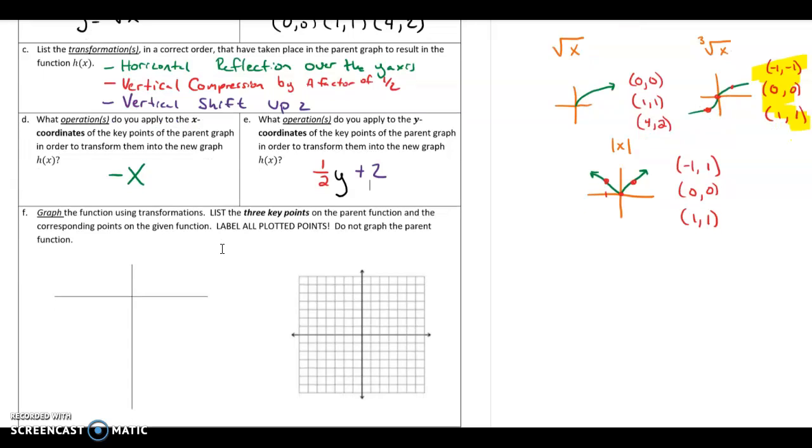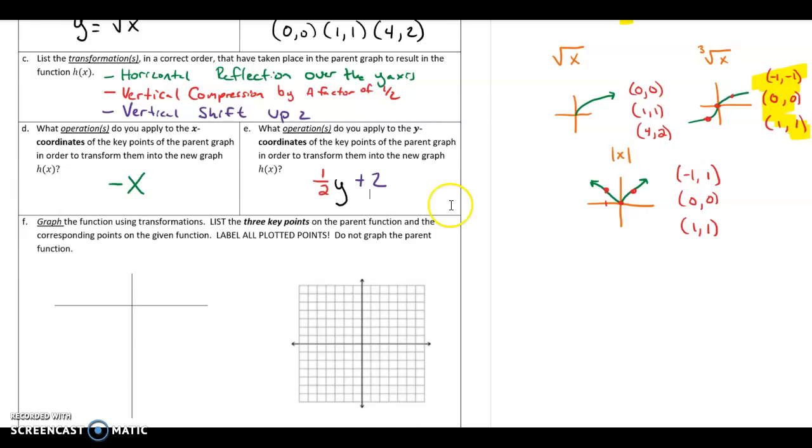And then Alex does a nice job of actually having you picking these graphs up and moving them. So now we are going to take those key points that we did up here in part B. Those are 0, 0, 1, 1, and the square root of 4 is 2. And now we're going to apply these transformations. I like to think about this as the recipe that you will follow. So we're going to flip the x's, multiply the y's by 1/2, and add 2. So let's see what those would give us.